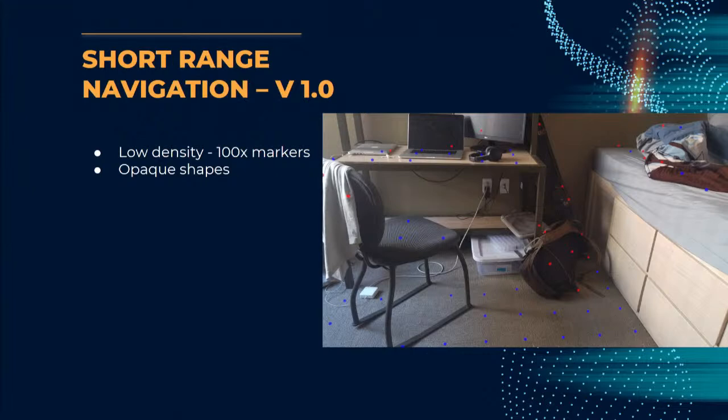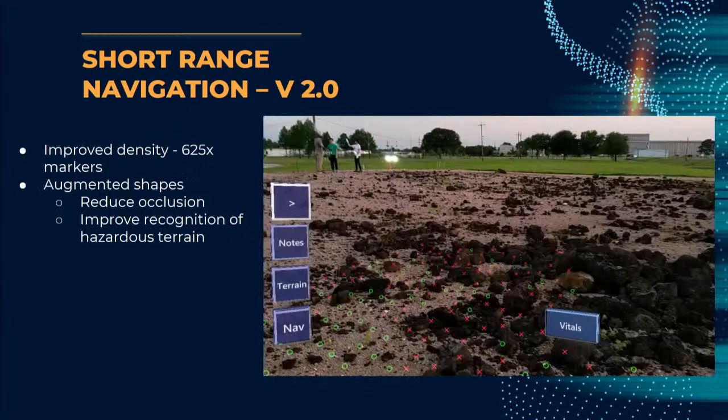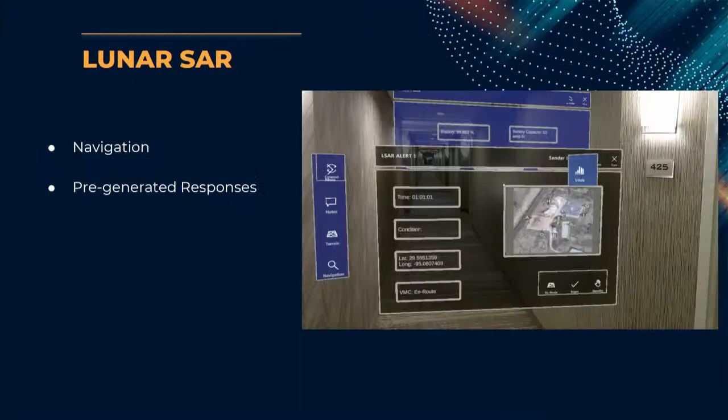So with that, we had originally 100 markers and some opaque shapes. We switched over to our new system, which has 625 markers, and moved to green circles and red X's to tell you where you can go and where you shouldn't go. This is our Lunar Star panel. We have our navigation that allows you to navigate to the distressed astronaut, as well as the pre-canned responses, en route, roger, and standby in order to update your distressed companion as to your status.